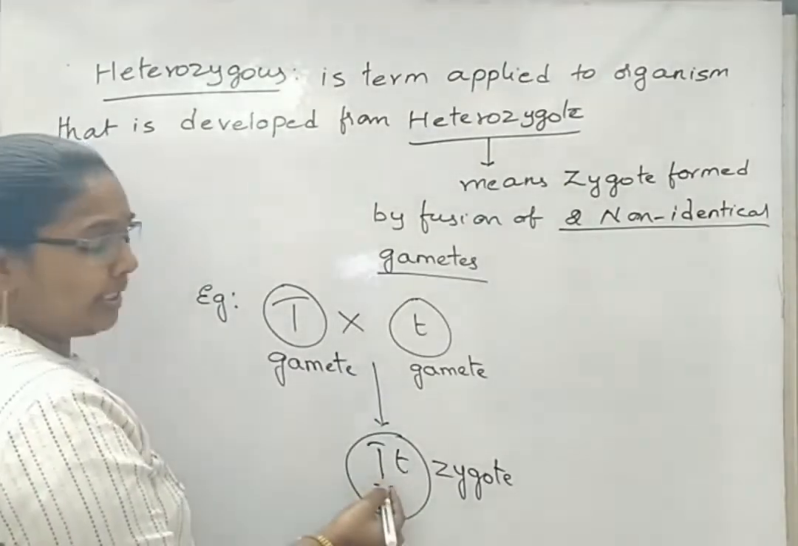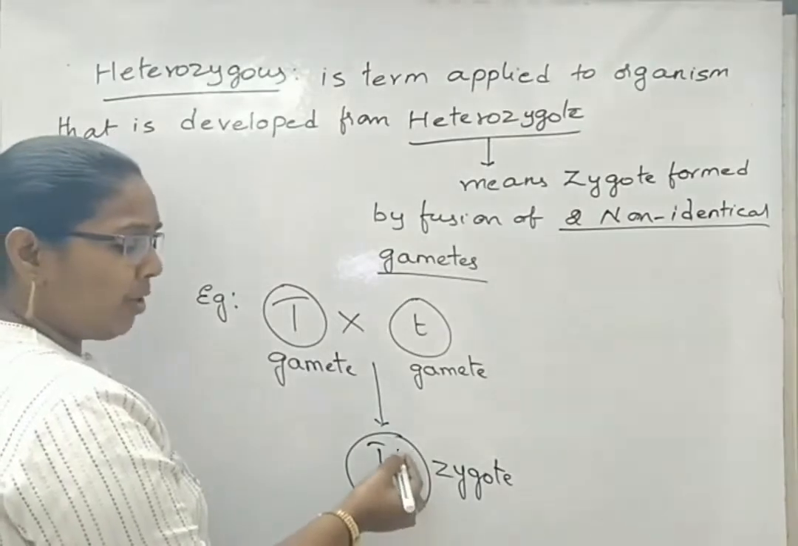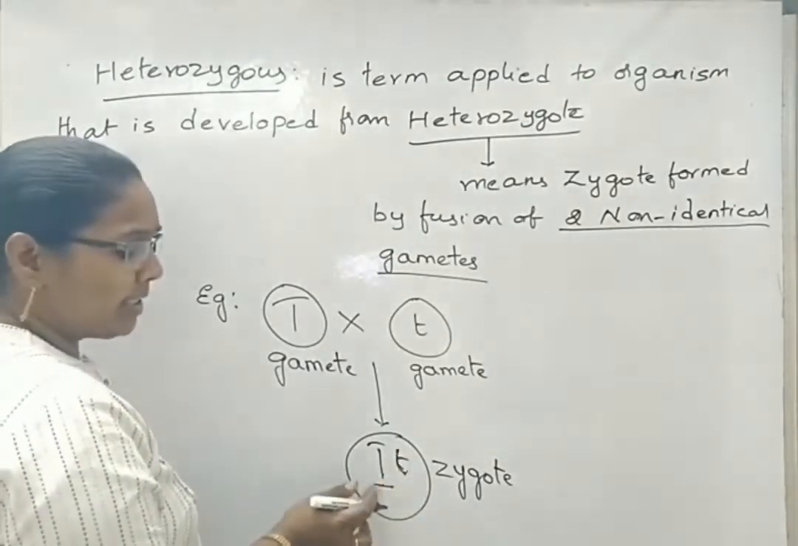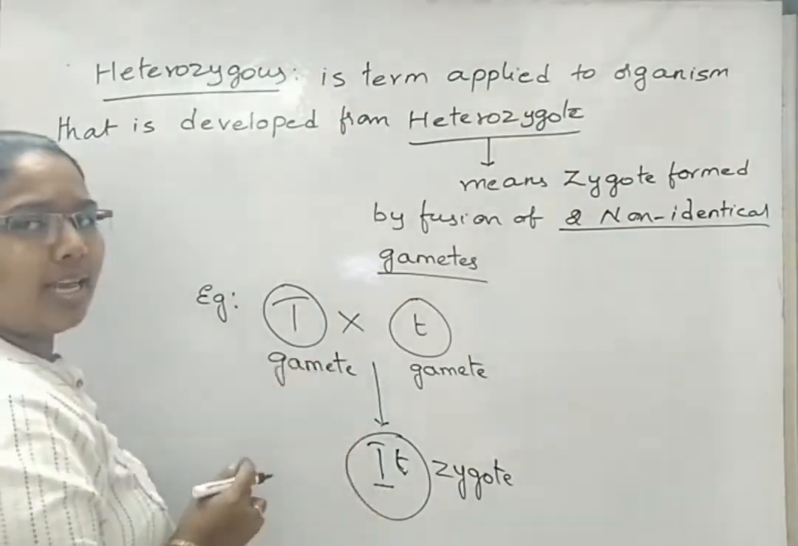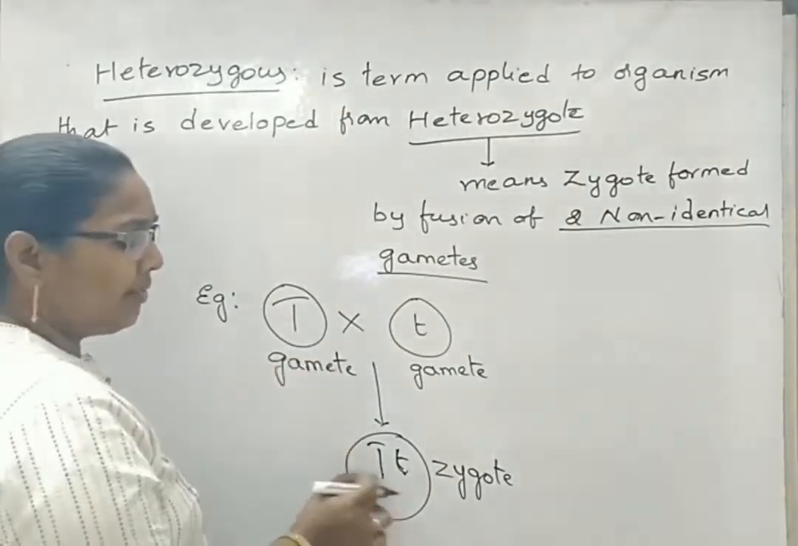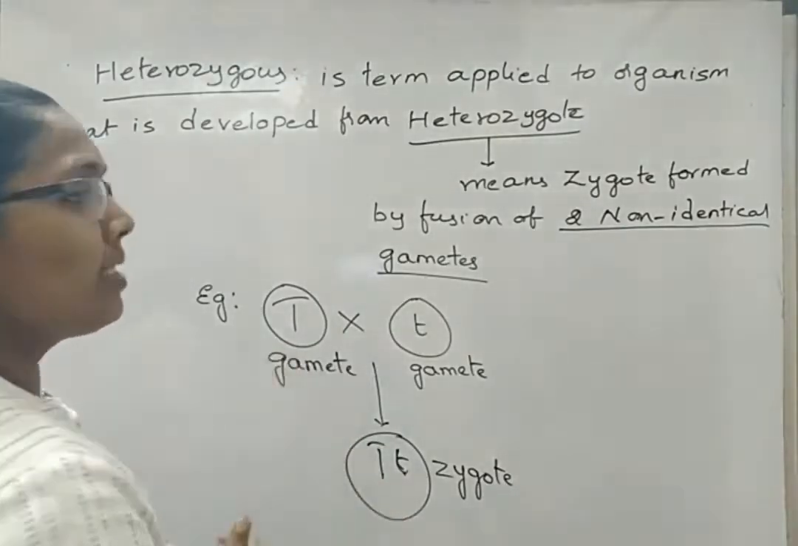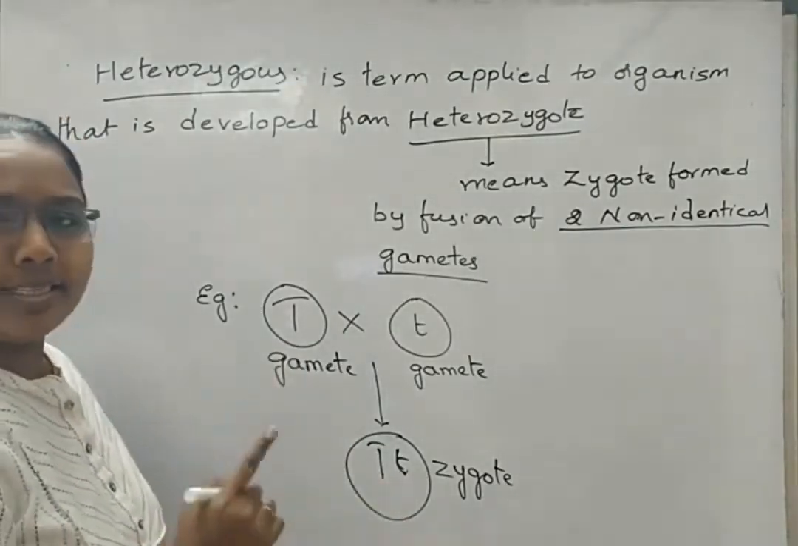What is meant by dominant character? If the nearby or pairing allele is not getting expressed in the presence of this one, then this is considered the dominant allele. The one which is getting suppressed is called the recessive allele. So this is about heterozygous and its example.